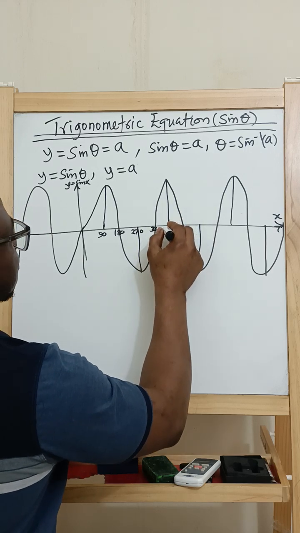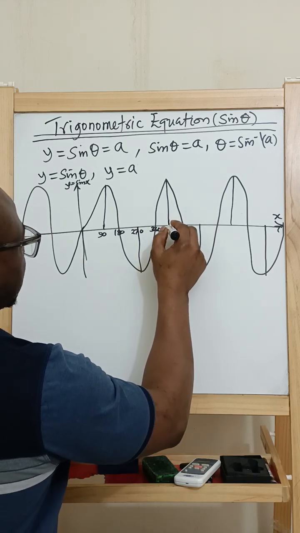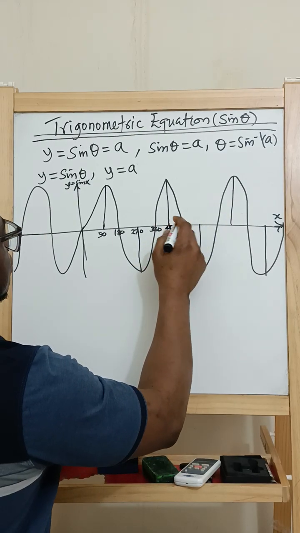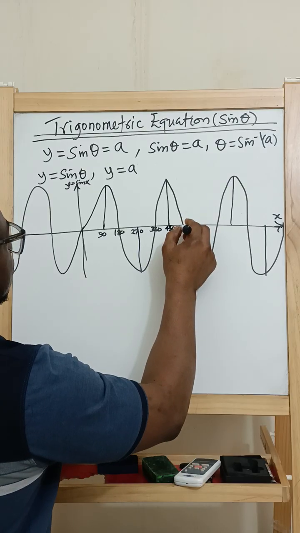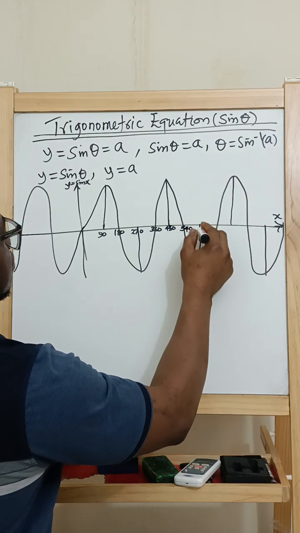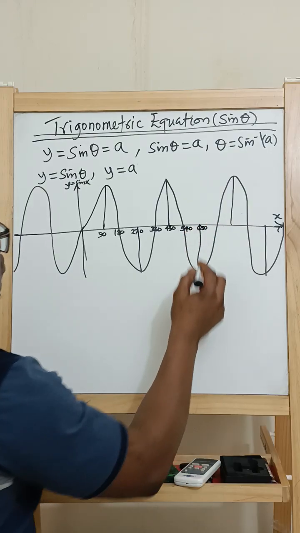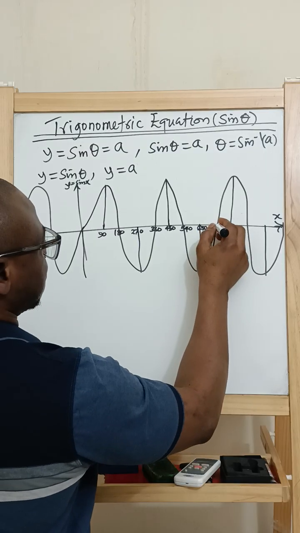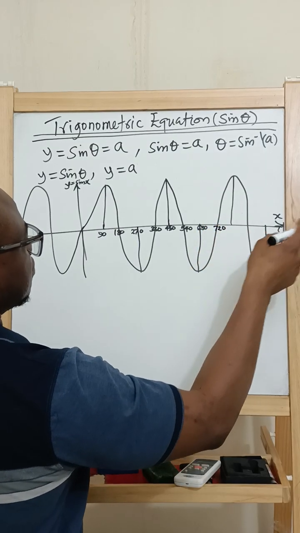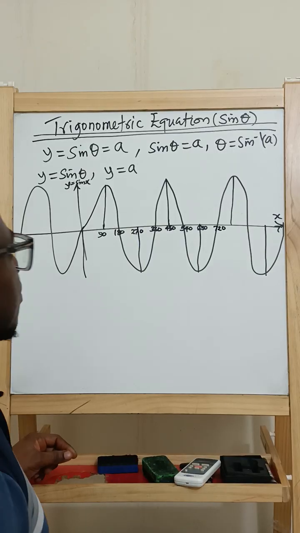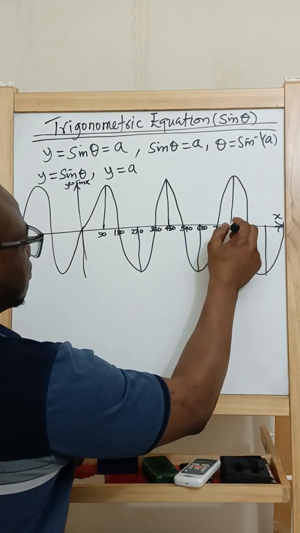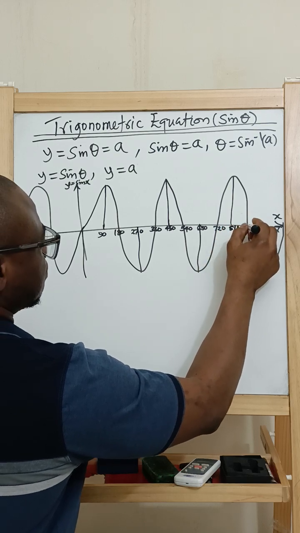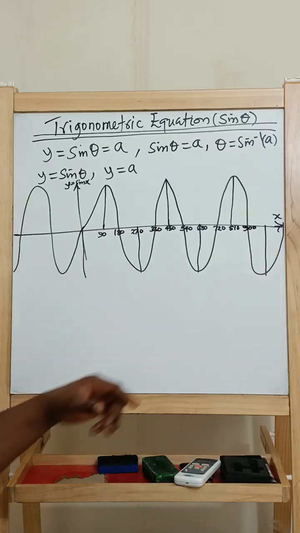And this one is 450. You just add 90 continuously. Then this one is going to be 540, and this will be 630. 630 plus 90 will be 720, and it continues like that. So 720, this is 810, then plus 90, that will be 900. So it continues like that.